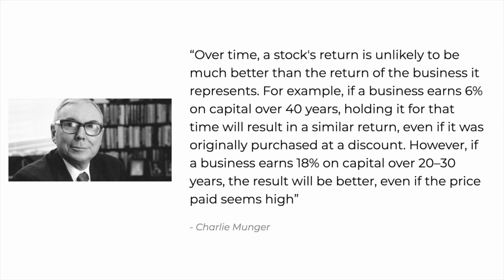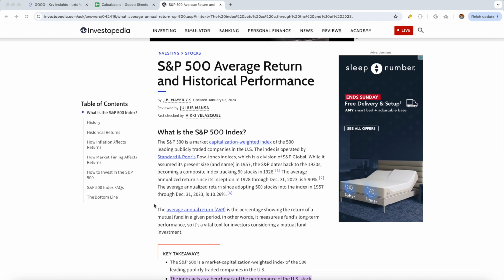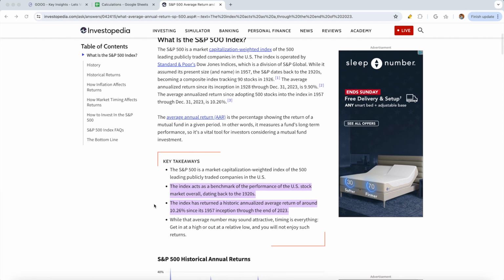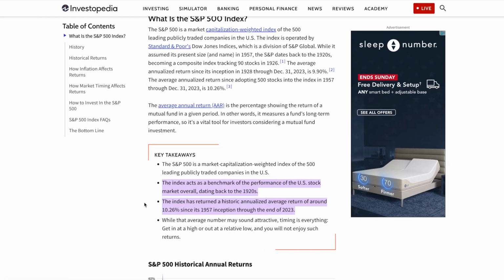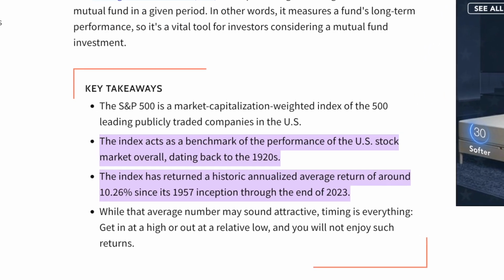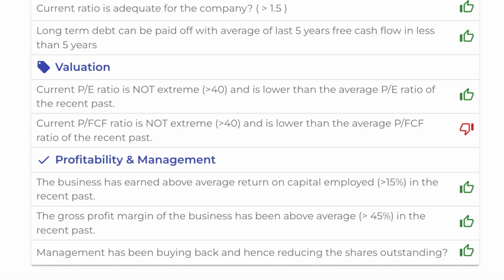So basically, if you buy a business at a reasonable price, then over long periods of time, your investment returns would likely match the return on capital employed by the business. Now, the long-term return of the benchmark S&P 500 index has been in the range of 8 to 10%. So for my individual stocks, I want this to be a notch better, and hence, in the simple insight, I have assumed 15% as the average return on capital employed.